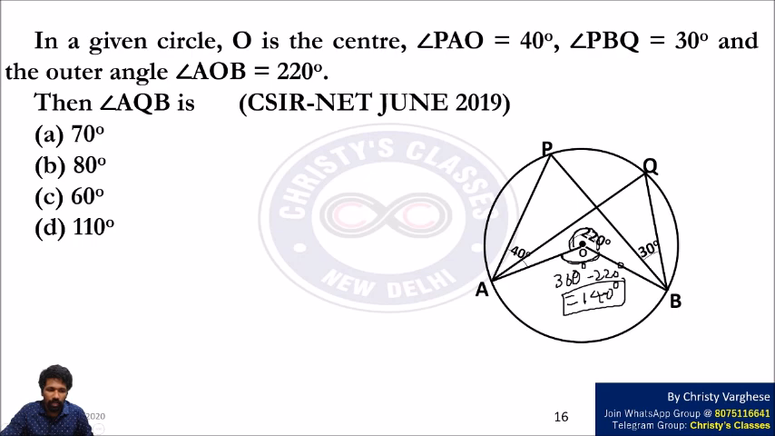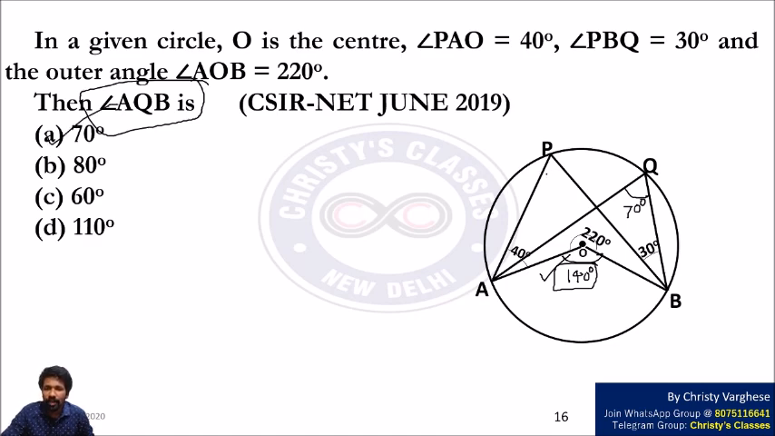So we got the central angle now. We haven't got the central angle earlier; only now we got that the central angle is 140. Now this angle's half will be angle Q, and that is what the question is asking. AQB is what? Option A, 70 degrees.